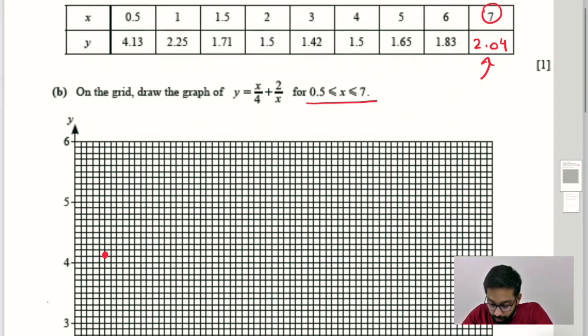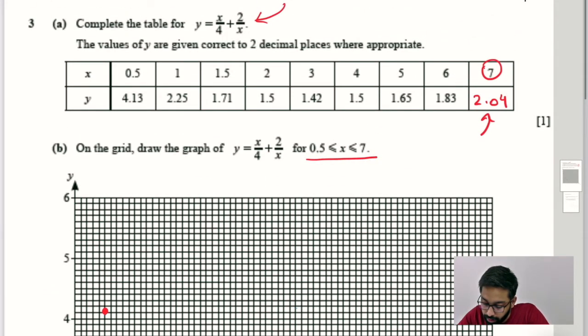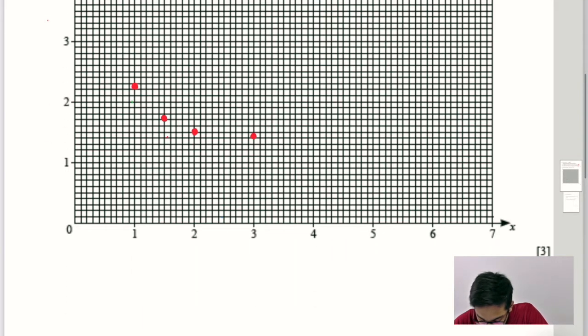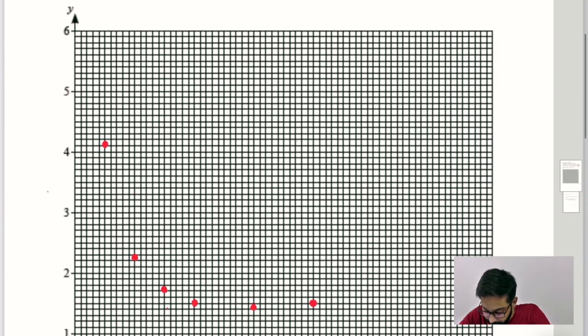The next point is 3 and 1.42. So you have 3 and you need to find 1.42. So it is going to be 1, 2, 3, 4. 1.42, somewhere around here. The next point is 4 and 1.5. So 4 is here, and then 1.5. Now the values are starting to increase. 1, 2, 3, 4, 5. Okay, once again, this is 1 here. 1, 2, 3, 4, 5. Okay, right there. Perfect.